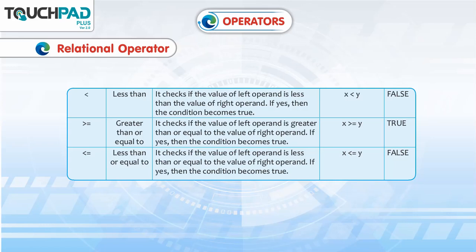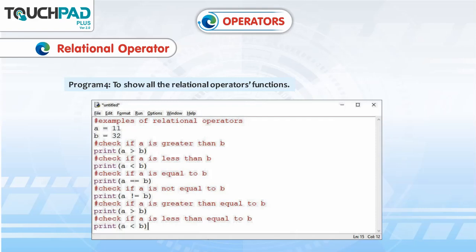Greater than or equal to checks if the value of the left operand is greater than or equal to the value of the right operand. If yes, then the condition becomes true. x >= y is True. Less than or equal to checks if the value of the left operand is less than or equal to the value of the right operand. If yes, then the condition becomes true. x <= y is False. Program 4, to show all the relational operators.